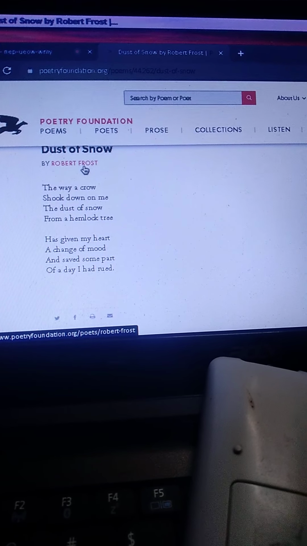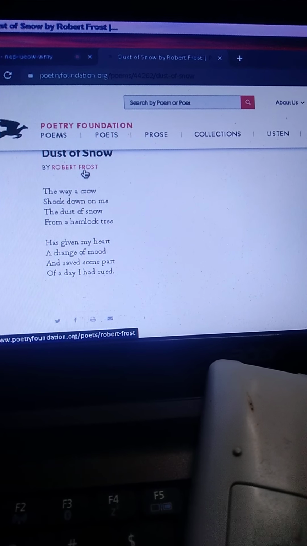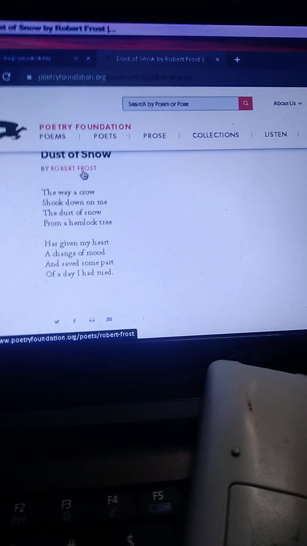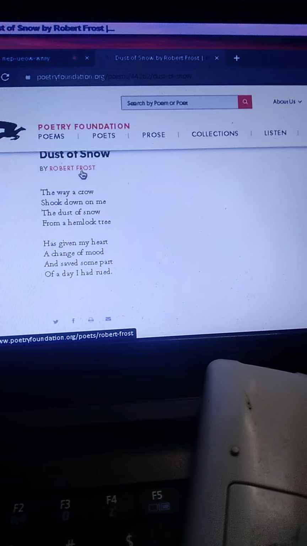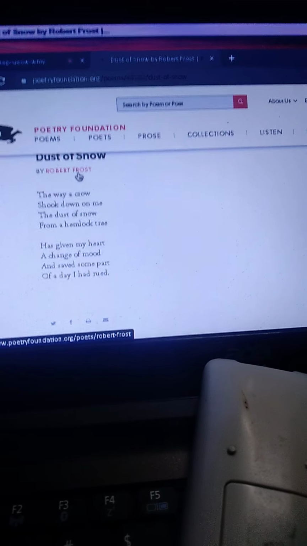And his poems are about the truth that he had seen, and somehow embracing the sadness and moving forward with the sadness. And somehow this poem is also a remembrance of Robert Frost's worldview of life.